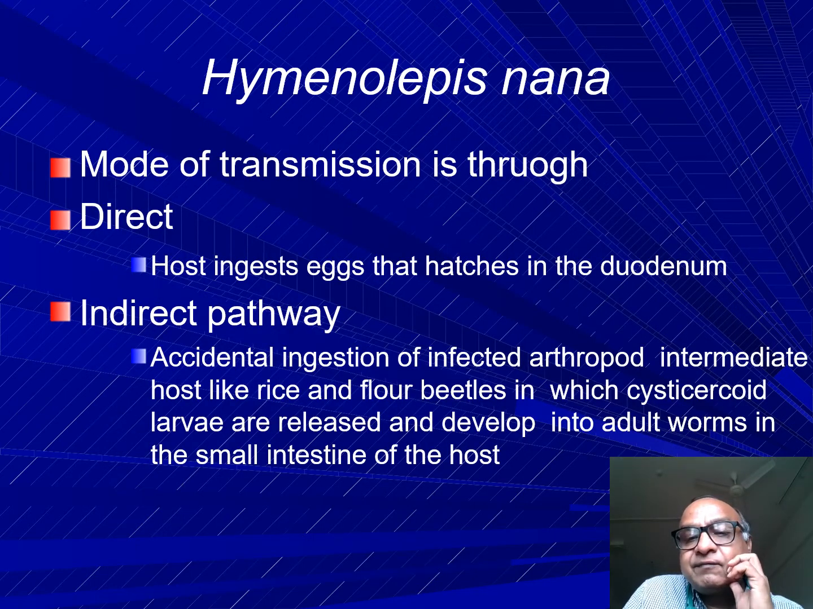The mode of transmission of H. nana is through either direct or indirect pathway. Direct, it can be through the egg which is hatching into the duodenum, or indirectly it is due to the accidental ingestion of the infected arthropod like the rice and flour beetles, which contain cysticercoid larvae.